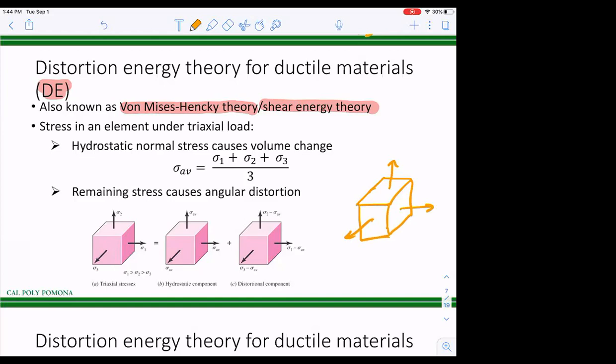What happens when you have triaxial loading? We're going to see three shear components and three normal components. Okay, hold on a second. The three stresses that are being shown here, what type of stresses are these? Normal. Okay, normal. Are they principal stresses?